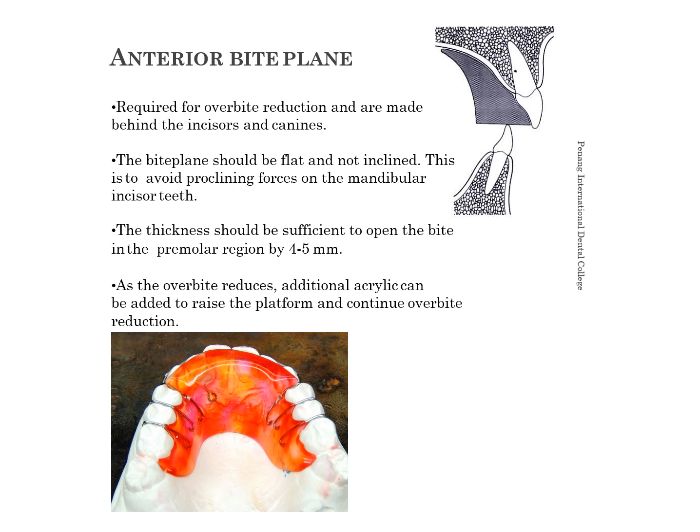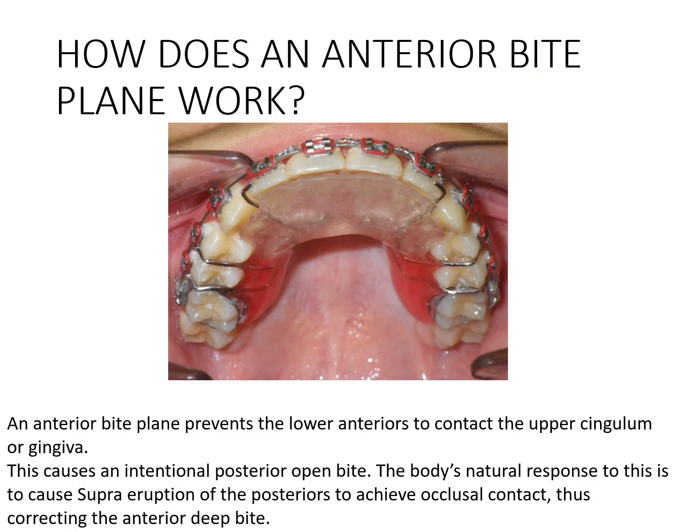The thickness should be sufficient for you to open the bite in the premolar region. That's how you decide. You don't just keep on bulking it, and later you end up with a severe open bite, right? So you must keep that in account. As the overbite reduces, additional acrylic can be added to raise the platform and continue the overbite reduction.